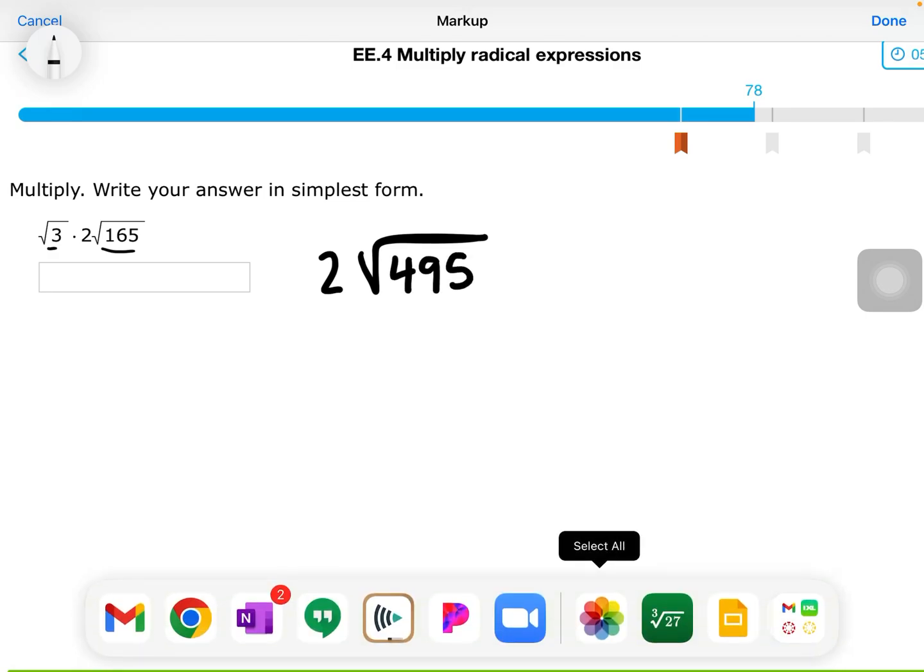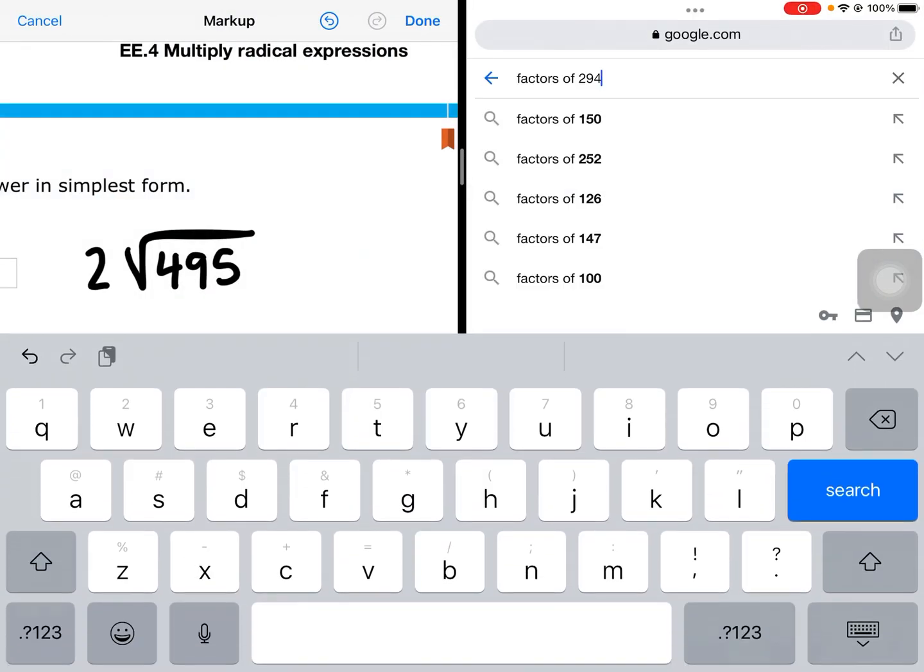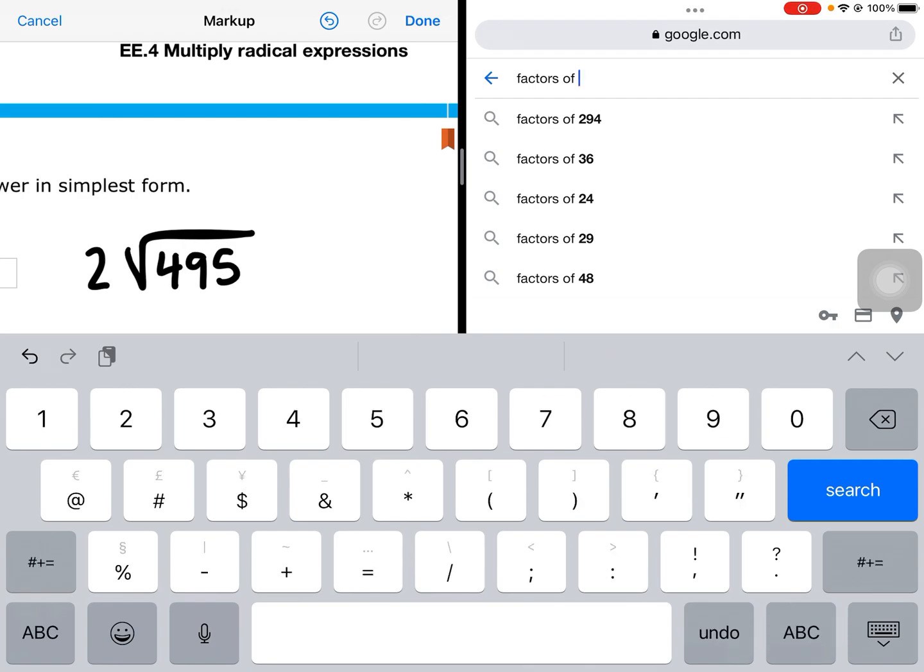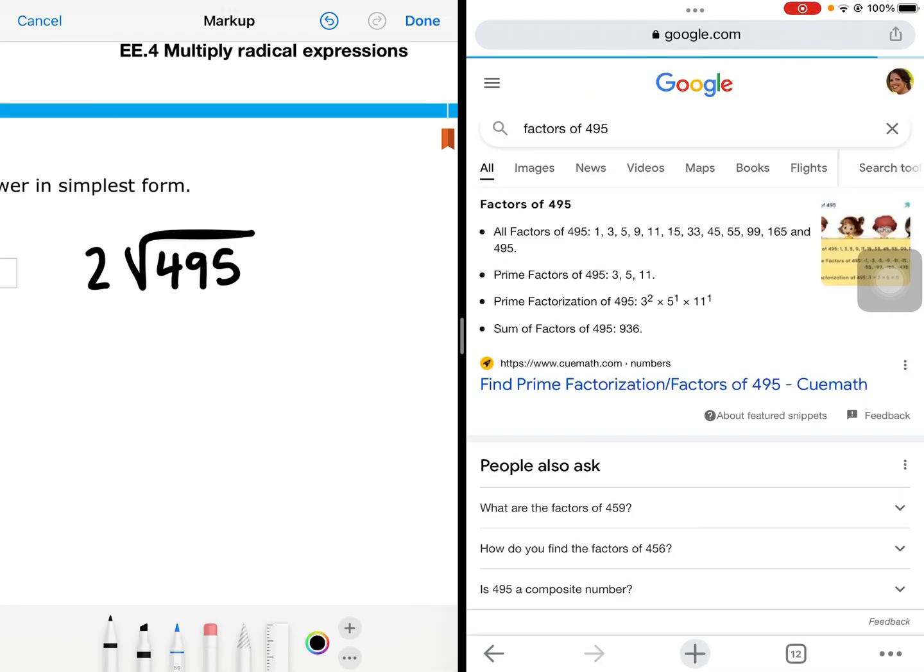This would be one where I would Google my factors. Now, clearly, I'm not going to give you such big numbers on a quiz or a test where I'm not letting you Google the factors. So don't let that freak you out. 1, 3, 5, 9, 11, 15, 33, 45. Jeez, are none of those perfect squares? Oh, yeah, 9. There we go. So 495 divided by 9 gives the square root of 9 and the square root of 55.